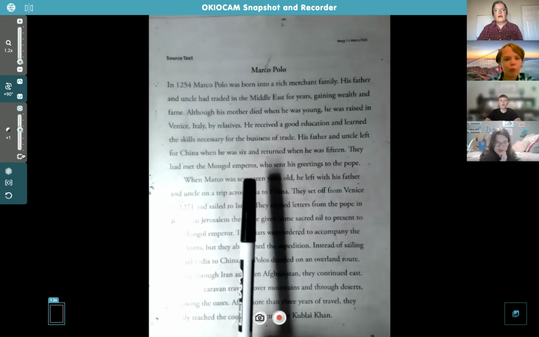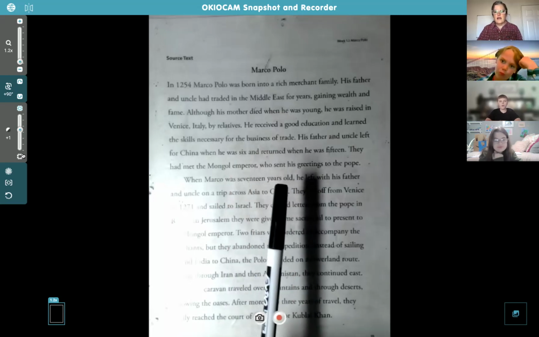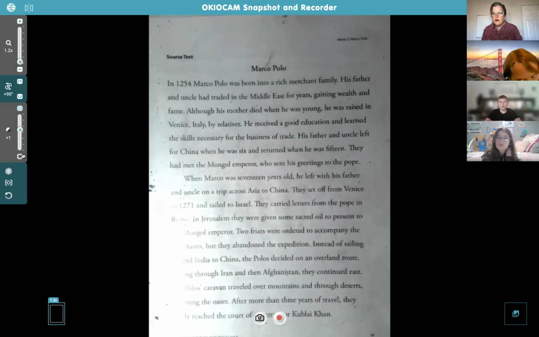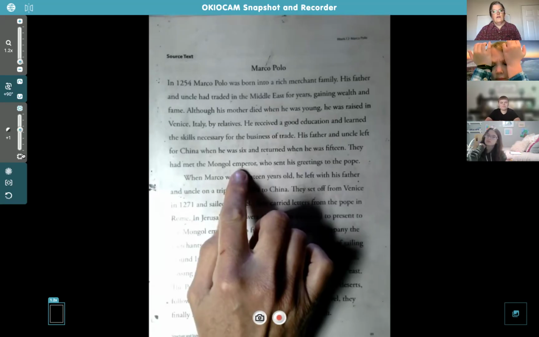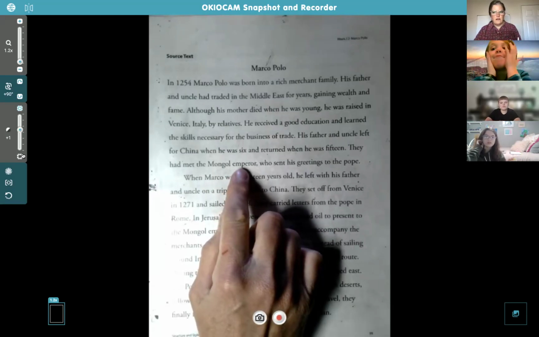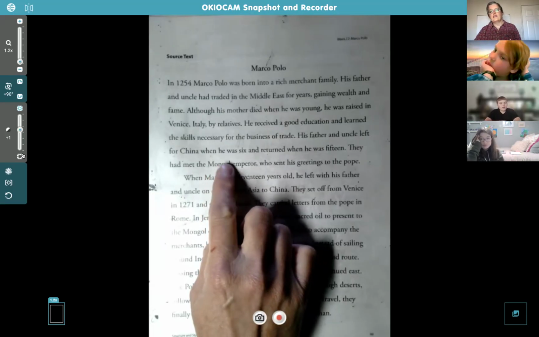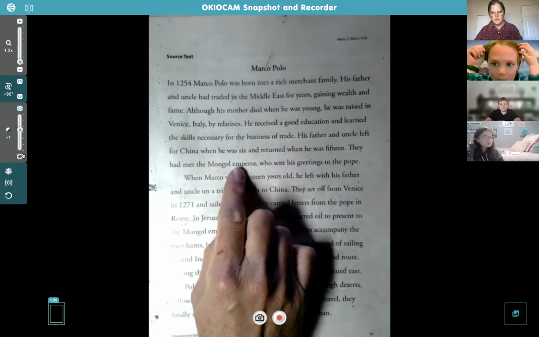And so, by the way, it's super sad that his mom died, but they sent him to Italy because he had relatives there. Maybe it was a grandma and grandpa, aunt and uncle that raised him. But when his dad and his uncle went to China, in China, they have an emperor. That's like the president of the country. Like we have a president for the United States of America. In China, they call it an emperor. He's the guy in charge of the whole country. And his name, or this is like Mongol emperor, that's what he was called.